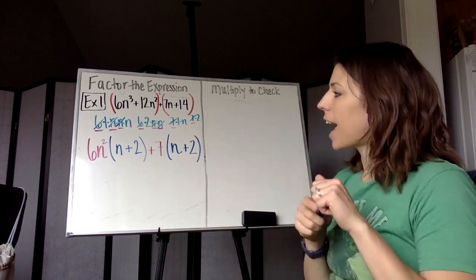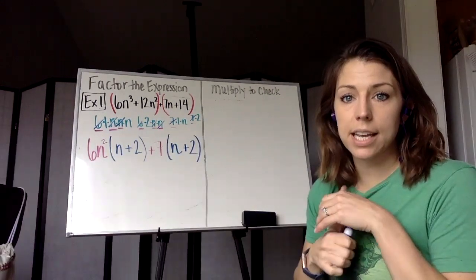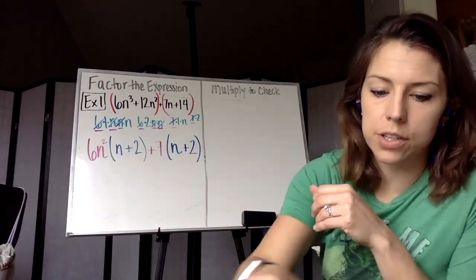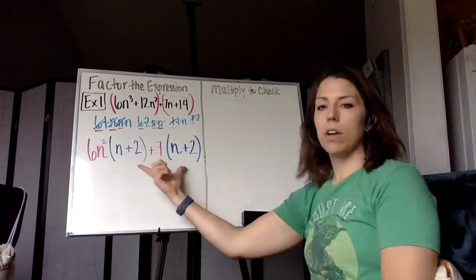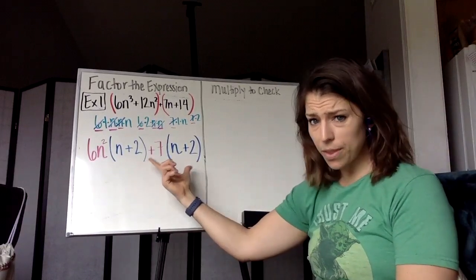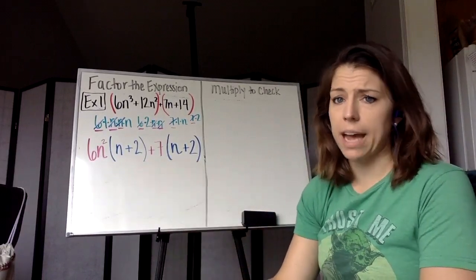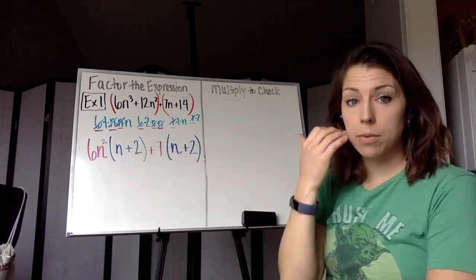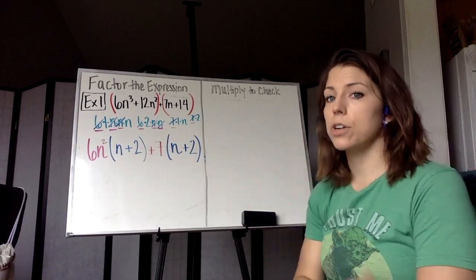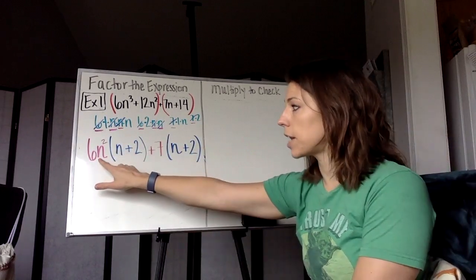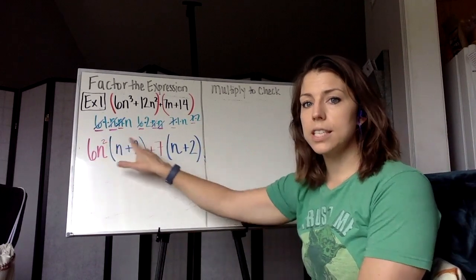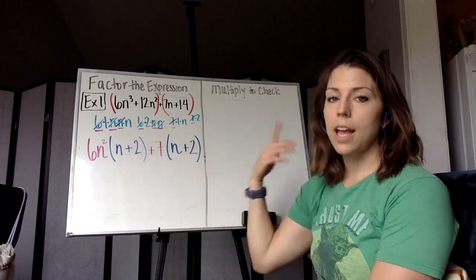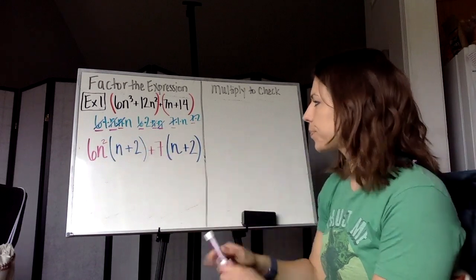Now, at this point, I can already tell that what I did is pretty much on the right track. And here's how I can tell. You need to have a common binomial factor. If you don't have the same binomial here, that means you made a mistake in your GCF factoring. For example, if I hadn't factored out n squared, this would not match this one. And that's how I would know that I made a mistake.